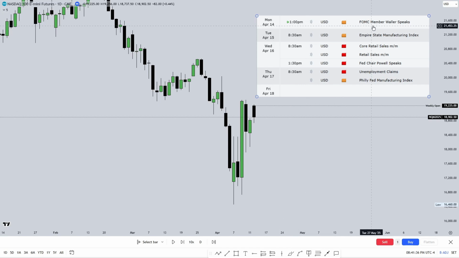I consider this no news just because there's no red folder news, and this is just an orange folder in the PM, and it's a FOMC member speaking, so nothing really too crazy right there. And so yeah, I'm considering that a no news Monday.